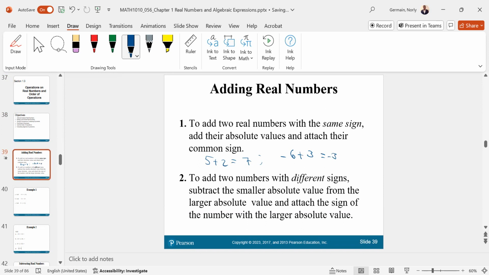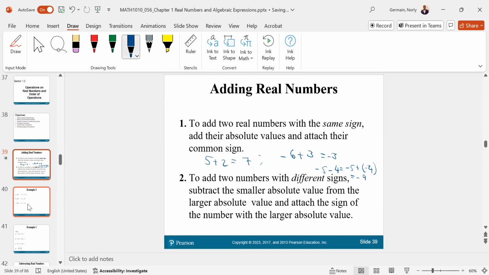But if you add negative 5 and negative 4, what you need to do is add these two and keep the sign. So negative 5 plus negative 4 gives you negative 9. To add two numbers with different signs, subtract the smaller absolute value from the larger absolute value and attach the sign of the number with the larger absolute value.